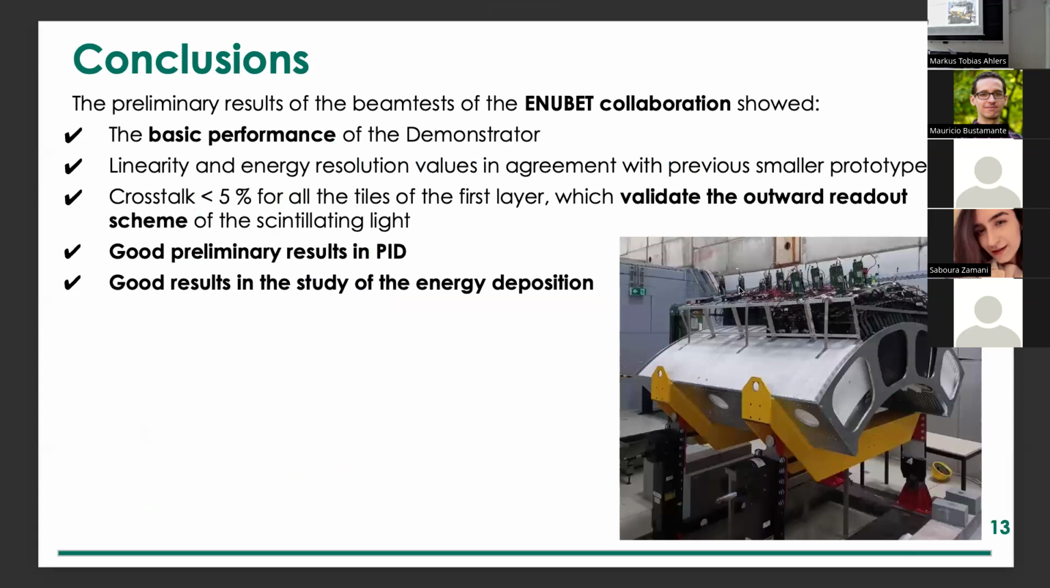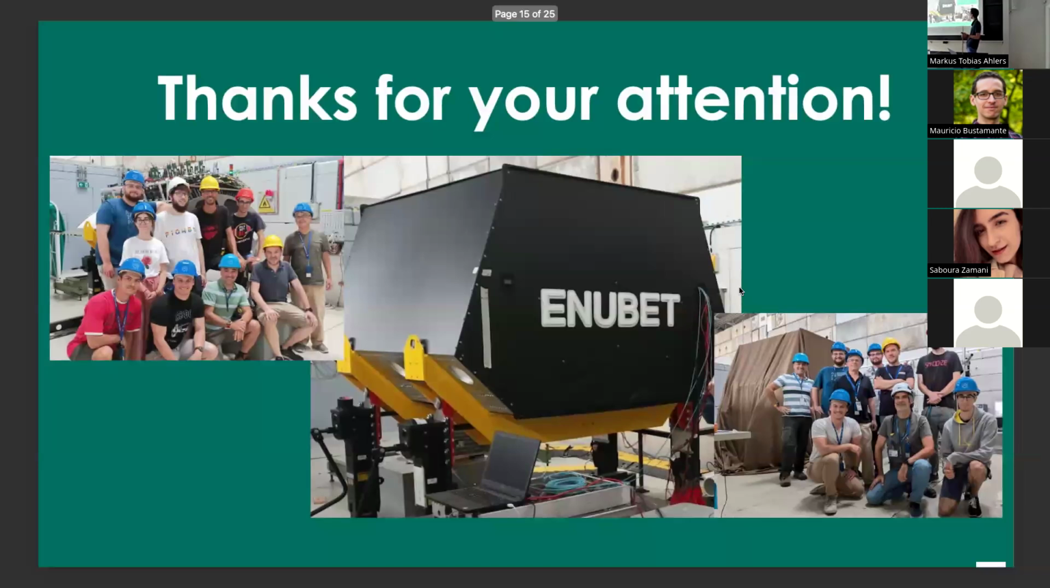So in conclusion, we have performed a 3-year beam test data analysis, and we have a basic performance of our demonstrator. The linearity and energy resolution are compatible with previous prototypes, and also through the 3 years are consistent. We are happy with our outward readout scheme for the crosstalk, and also we are on a good way with preliminary results on particle identification, and also with energy deposition with different beams, or also with different tilting angles. So thank you.